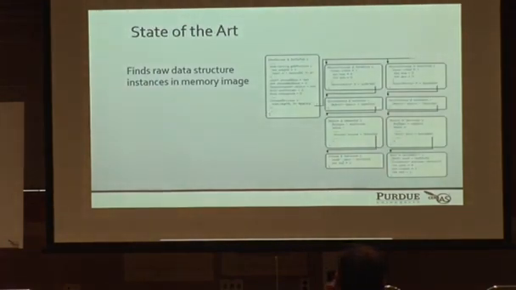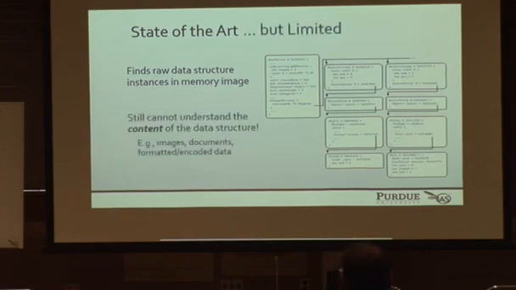So like I said, the state of the art before my work was recovering these raw instances of individual data structures from a memory image. Now, believe it or not, this is that PDF that we just saw being edited in raw data structure form. You can see the problem. Just because investigators can recover raw data structures doesn't help them understand the content of those data structures. You can't see what was edited in this PDF.